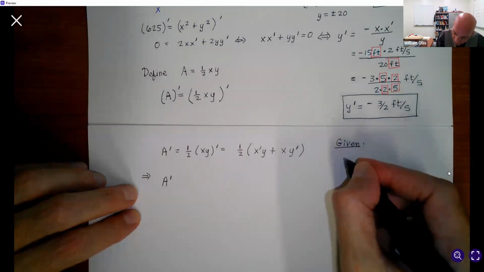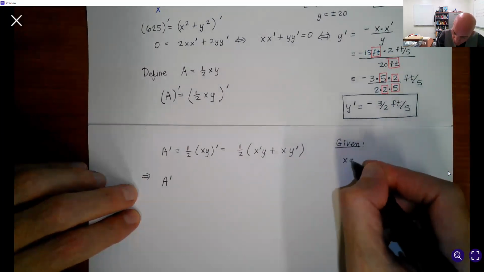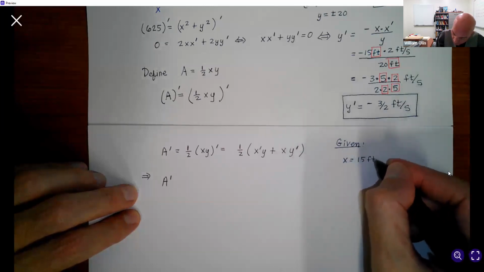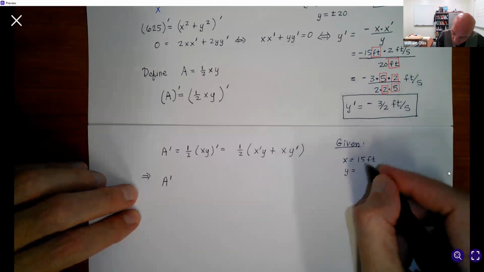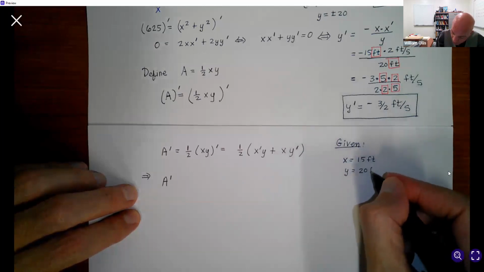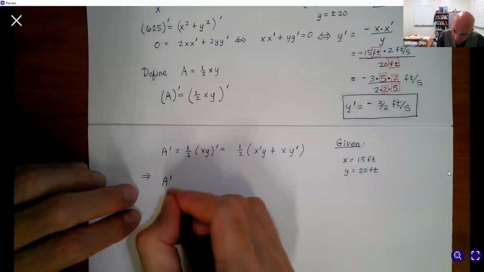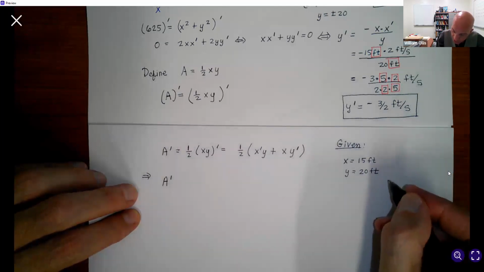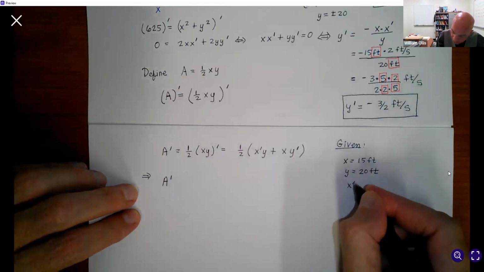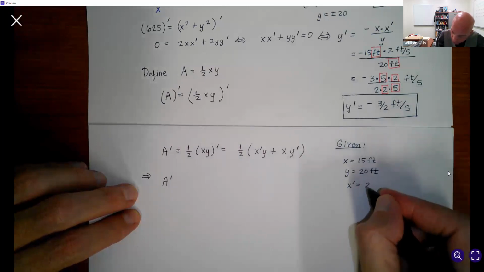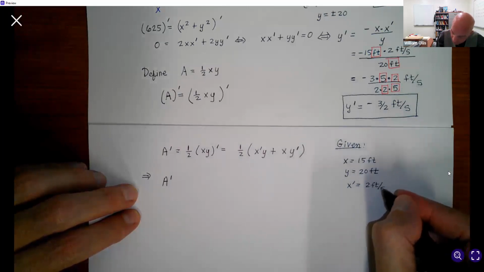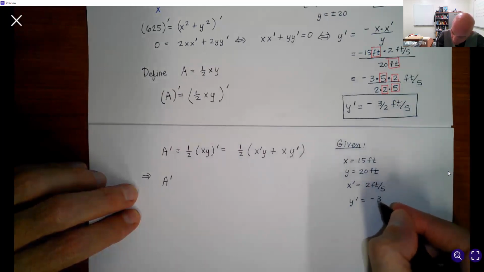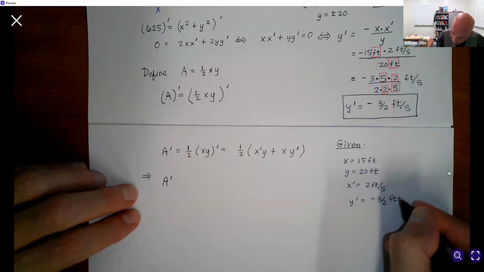We have x equal to 15 feet. We have y equal to 20 feet. That way you don't have to write all of this down relative to the rate here. Just summarize it to the side. We have x prime equal to 2 feet per second, and then we have y prime equal to negative 3/2 feet per second.